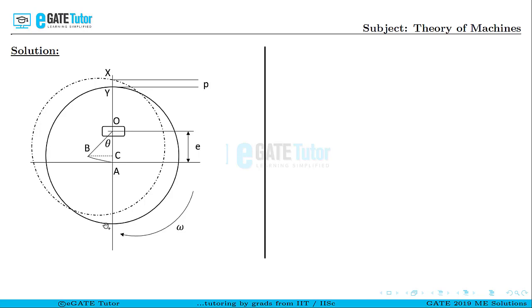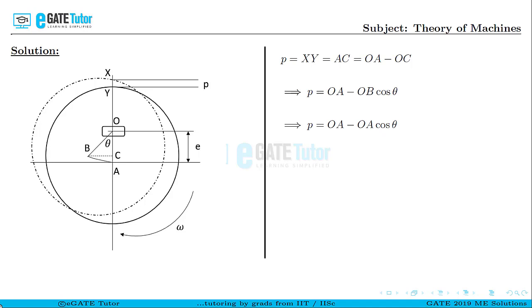Therefore, we can write P, which is to be known, is nothing but XY, but XY is nothing but AC. AC can be written as OA minus OC. From triangle OBC, OC is nothing but OB cos theta. Now, as a consequence of rotation of the cam in the clockwise direction, OA is equal to OB because point A is just shifted to point B. Therefore, OA will be equal to OB. So we get P equals OA minus OA cos theta.